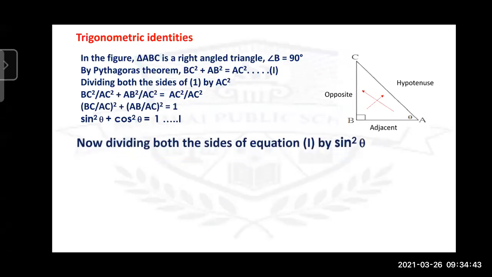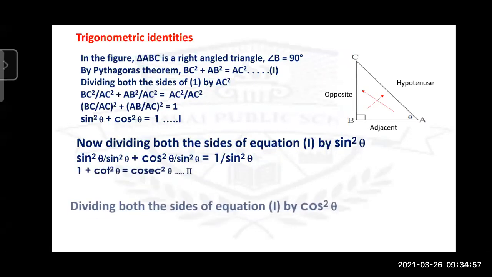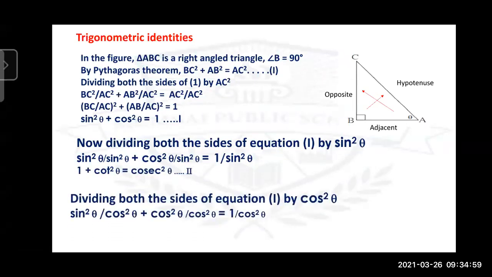So we get first identity, then we divide this equation by sine square theta. So sine square theta by sine square theta, 1, and cos by sine is cot, and 1 by sine is cosec. Okay. So in this way, we derive here 3 identities.